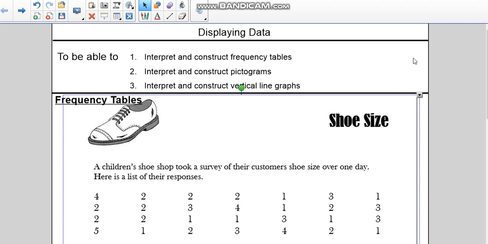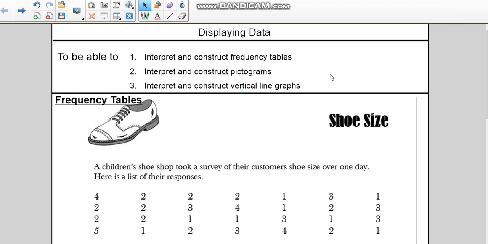Good morning. So we're moving on with our statistics topic. We've done all the averages, so working with numbers. Now we're looking at how we display our data. Okay, so today we're going to look at interpreting and constructing frequency tables. We're going to look at interpreting and constructing pictograms and vertical line graphs as well, or line diagrams.